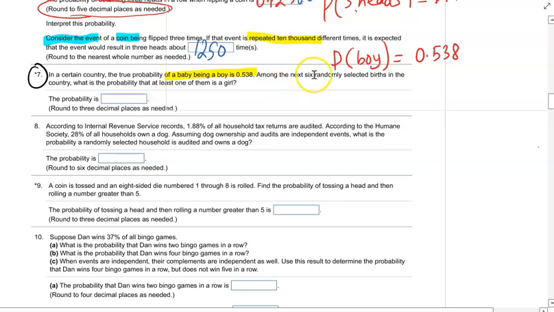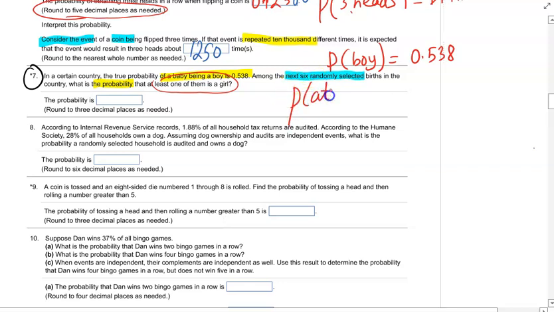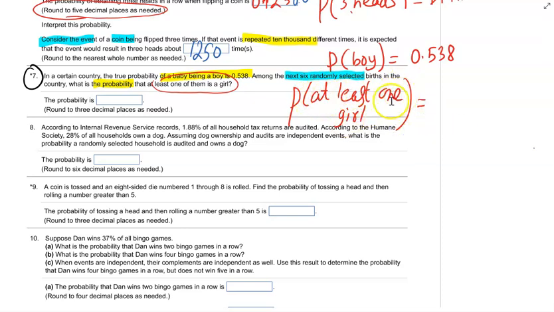Among the next 6 randomly selected births. Now, if you select 6 births at random, what is the probability that at least one of them is a girl? Listen, that's what I'm looking for. What's the probability that at least one of them is a girl? Here we're looking for probability of at least one girl. Be careful. At least one out of the 6 selected is going to be a girl.